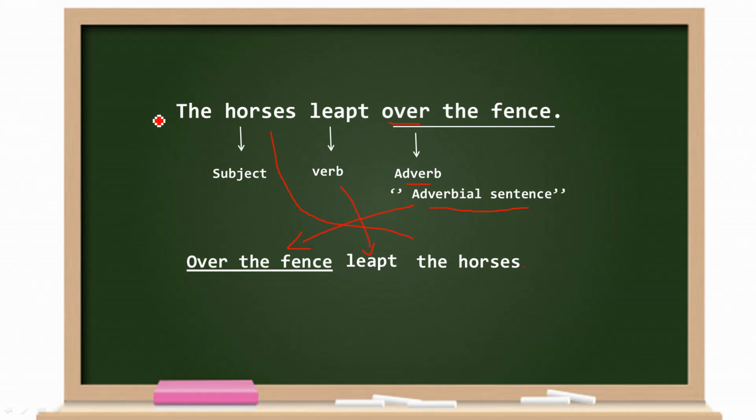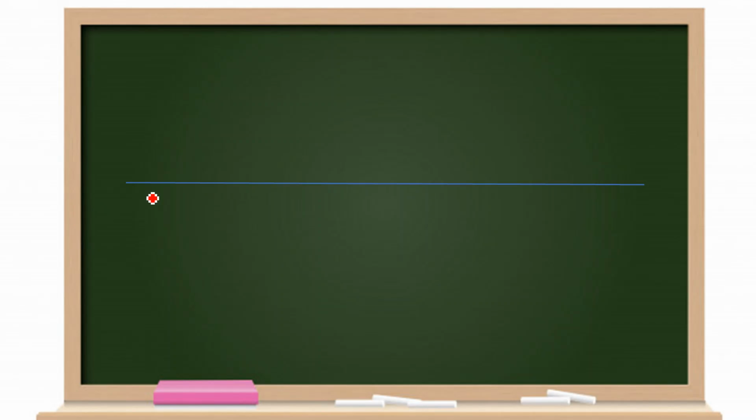Now the first one is the normal one: the horses leapt over the fence. قفزت الأحصنة فوق السياج. But this one is فوق السياج قفزت الأحصنة. I just put the adverbial sentence، وضعت الجملة الظرفية المكانية في بداية الجملة، وانتهى بذلك أو تغير بذلك الترتيب الاعتيادي للجملة في اللغة الإنجليزية. So we have the adverbial sentence, and then we have the verb, and then we have the subject. Okay, let's take a look at other examples and try to figure out the answers and do them together.